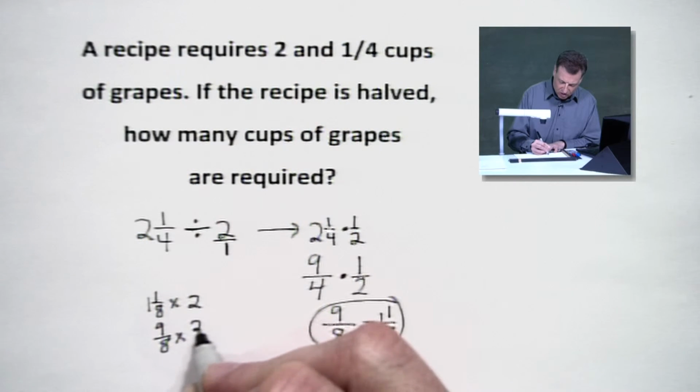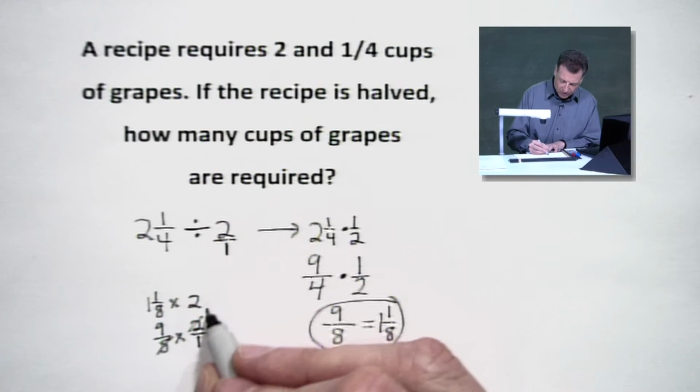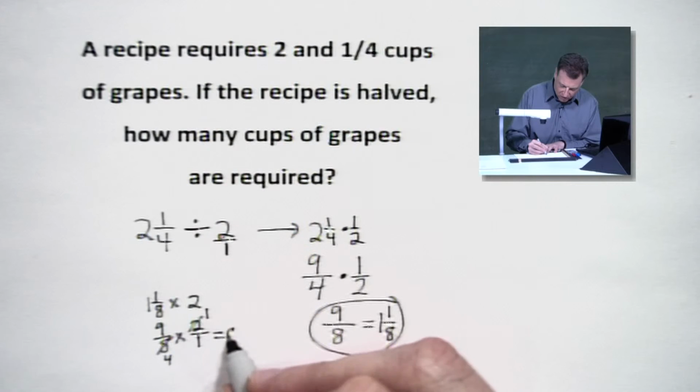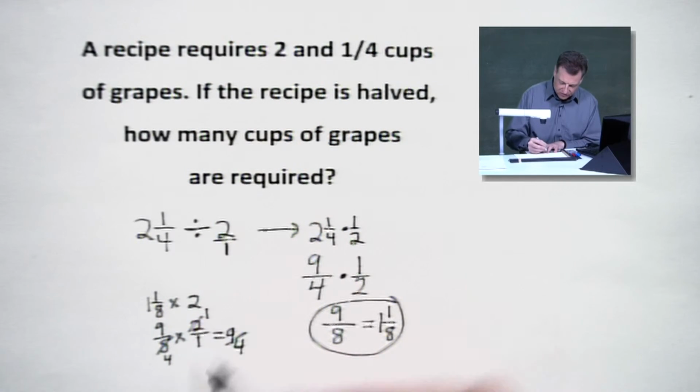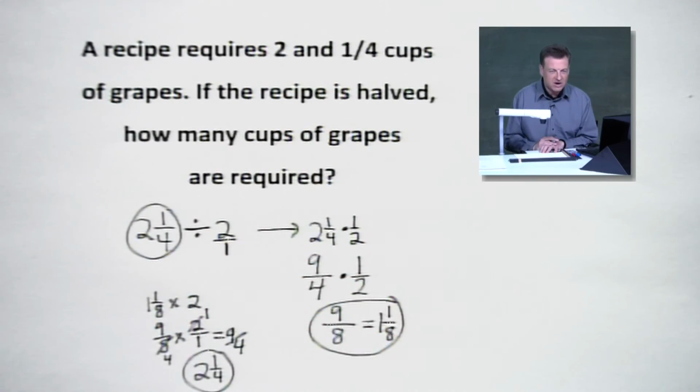Times our 2/1. This time we do get to do a little cancellation, I was hoping we would. There's 1, there's 4. We got 9/4. And you know what that is? That's 2 1/4. It checks back through from what we started with right up there.